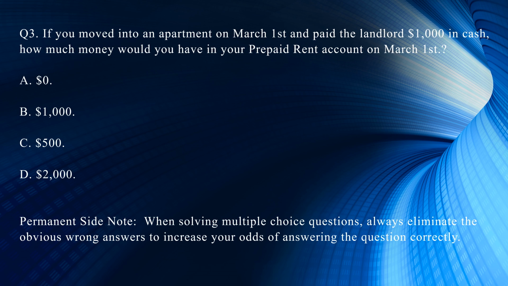So what did we talk about? What is prepaid rent? You're paying rent in advance. So if you moved into your apartment on March 1st and you gave the landlord $1,000 to live there until March 31st, that landlord owes you that space until the end of the month. That's considered an asset because you're paying the March 2nd rent through the March 31st rent in advance. So that's prepaid rent. So the answer would be B, $1,000.